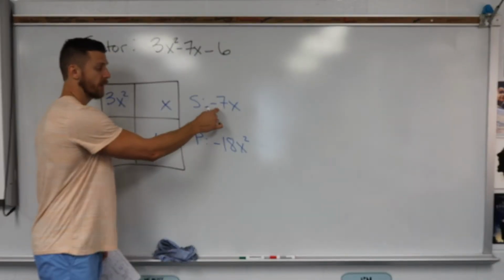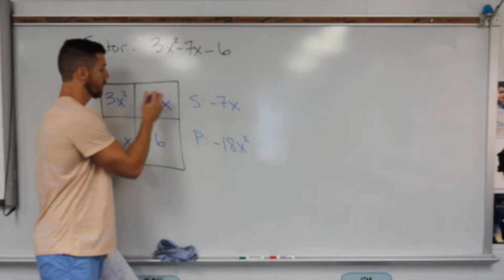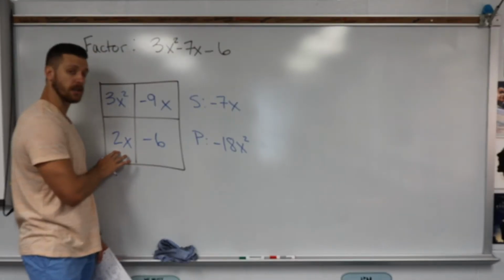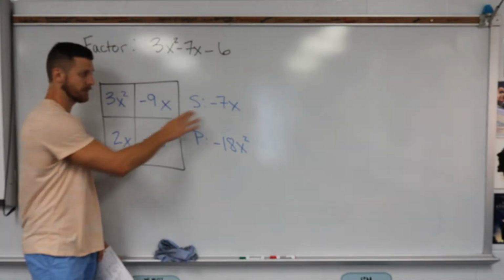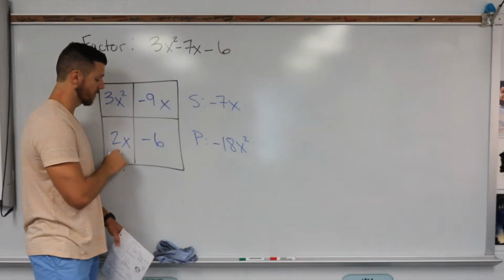Well, I'm looking at this guy. This is going to determine which one's negative and which one's positive. If I had a negative 9 and a positive 2, you multiply those together, you will get that negative 18x squared. Also, if you add a negative 9x plus a 2x, that's a negative 7x. We got the right factors here for this product, and we got the right numbers to get this sum.